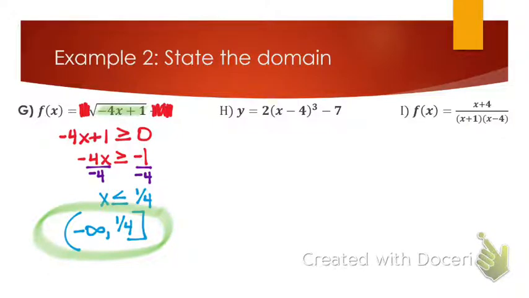All right, so what did you get for the domain for H? Do you have any red lights? Remember, the red lights are denominators with an x in it or a square root. So do you have either one of those for H? So what would be your domain for H? It's all real numbers.